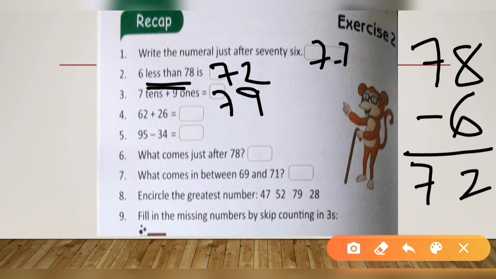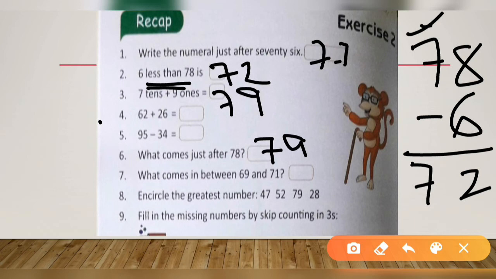62 plus 26. Write in this way, and then add these two numbers and write the answer here. Do all this math on your own. Number 6. What comes just after 78? 79 comes after 78.